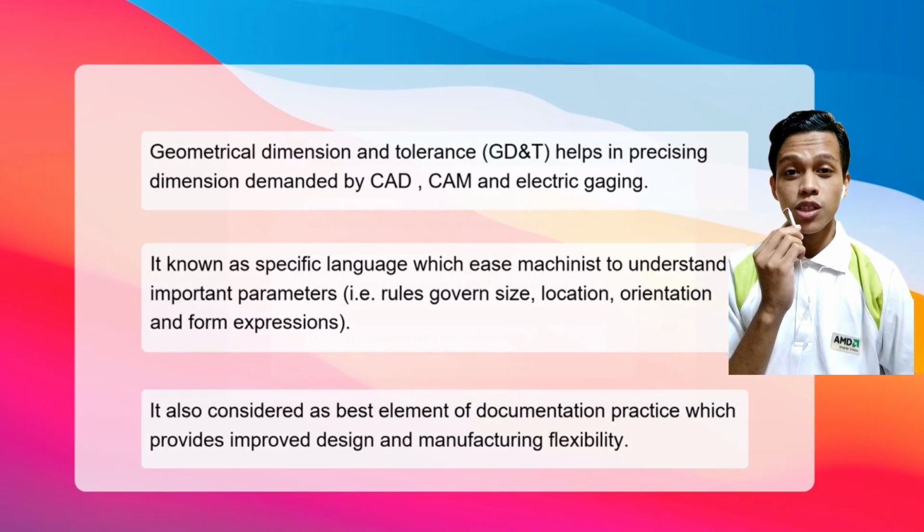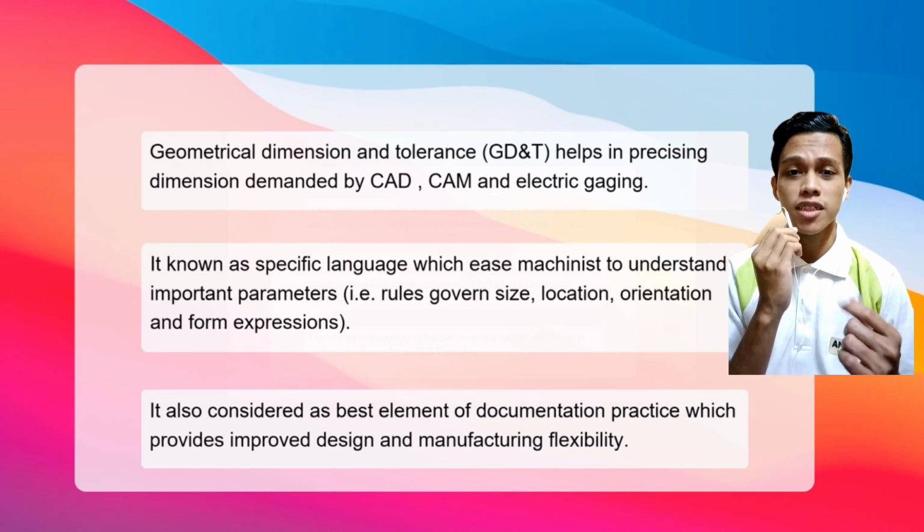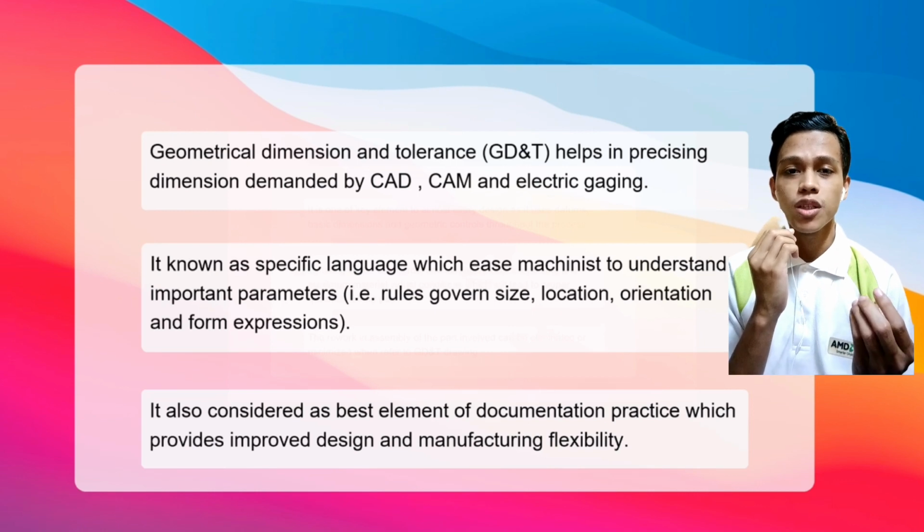Overall, in this research of application of GD&T, we managed to conclude that GD&T helps in precising dimensions demanded by CAD, CAM, and electric gauging. We also recognize GD&T as a specific language, whose mission is to understand important parameters such as rules governing size, location, orientation, and form expressions. In addition, throughout the research, GD&T can be considered as the best element of documentation practice which provides improved design and flexibility of manufacturing in industry.